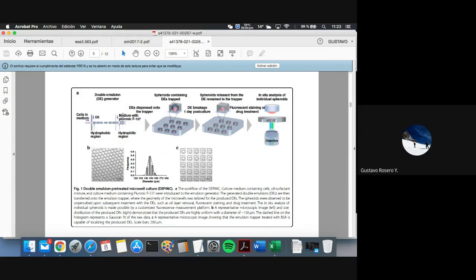It's one microfluidic device in order to generate a double emulsion. One is performed with medium and oil, and the second with Pluronic and medium also. And they use another microfluidic device in order to trap this double emulsion spheroid, and inside they have cells.